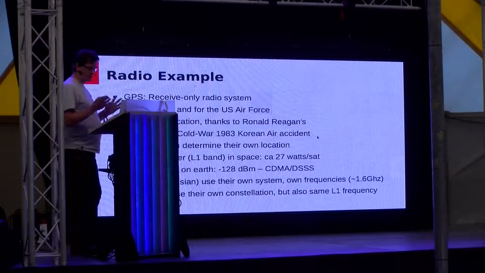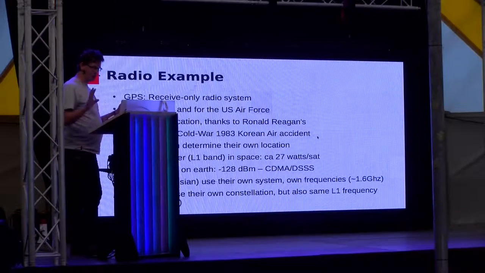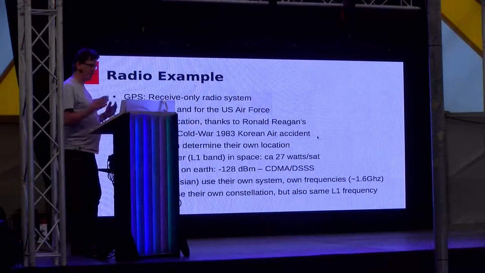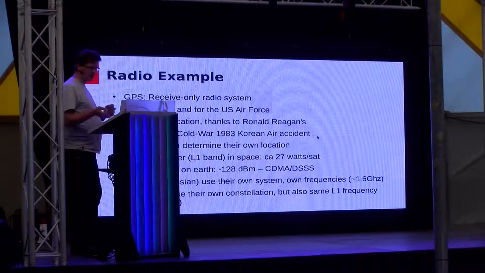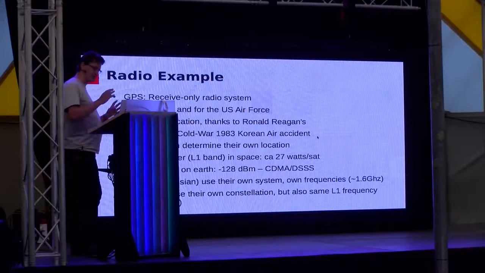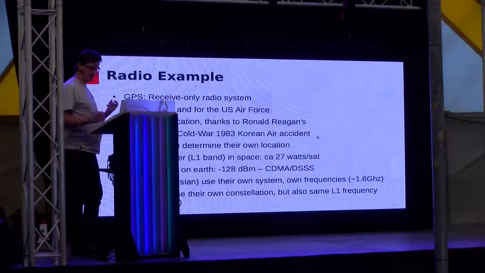GLONASS is a Russian system. It has its own frequency, so that's completely independent. And you see now also other nations making their own navigation system. For example, the EU has Galileo, which is using exactly the same frequency. And that's also a nice property of DSSS. You can put multiple signals in the same frequency and then still receive them all at the same time, just by the power of correlation. You should not put too many in there, but if you have good negotiations, then that should all work.